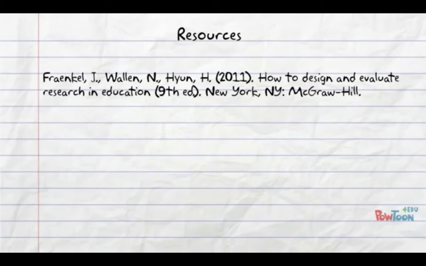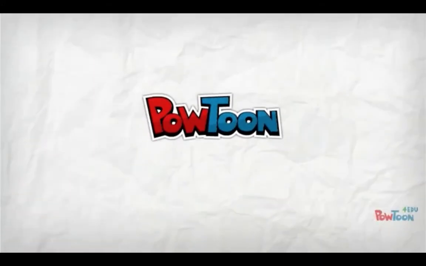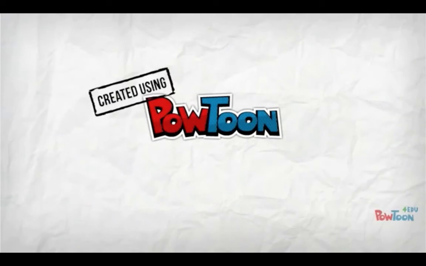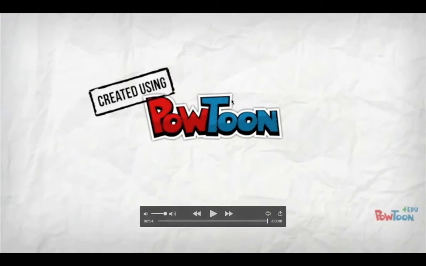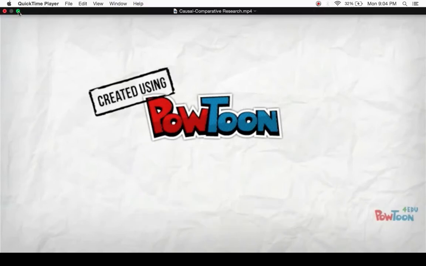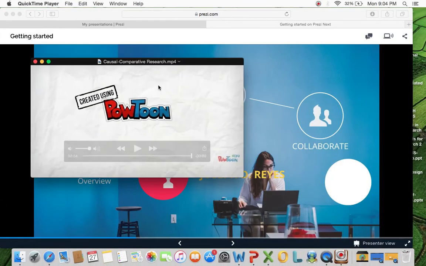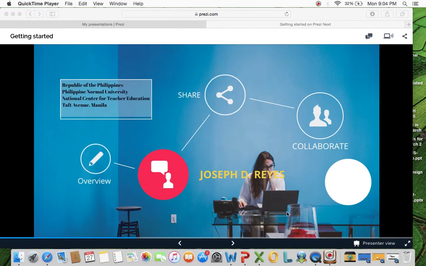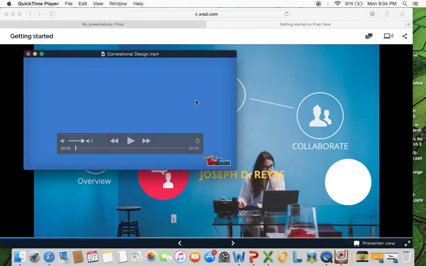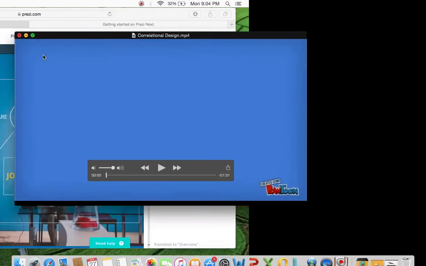So there you have it, ladies and gentlemen, a clear view about causal comparative research. And now, to better understand the definition of correlational research, or what correlational research is all about, let's have another presentation.